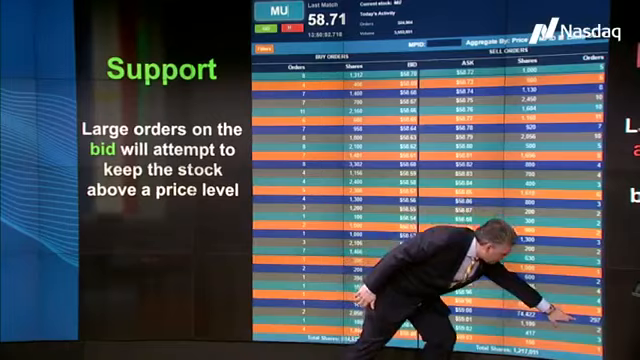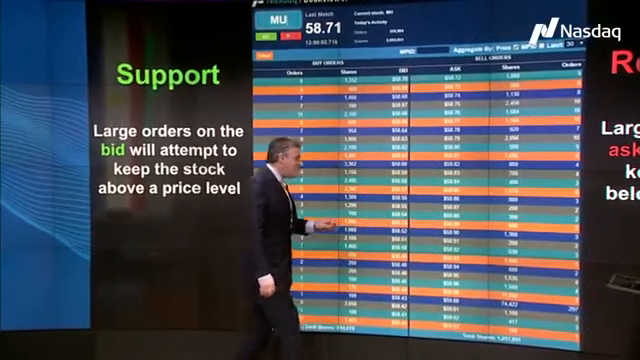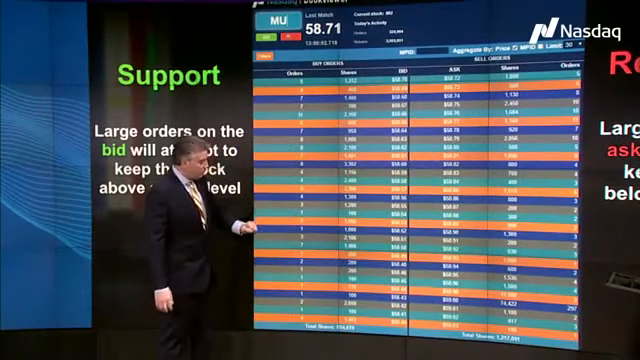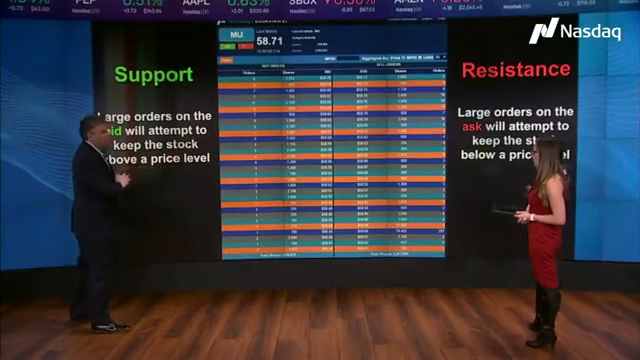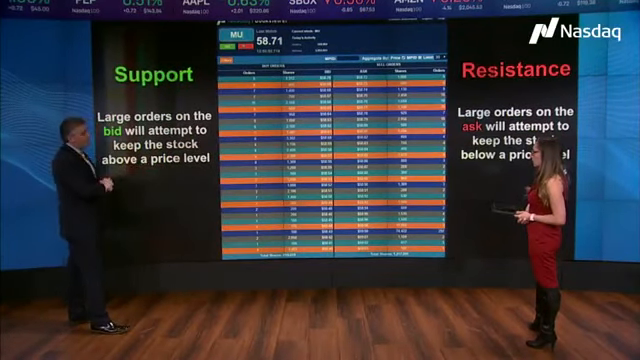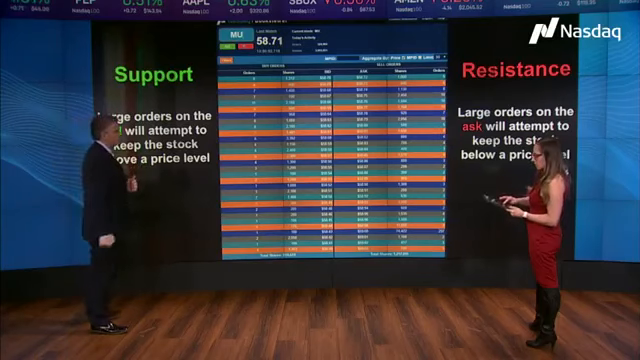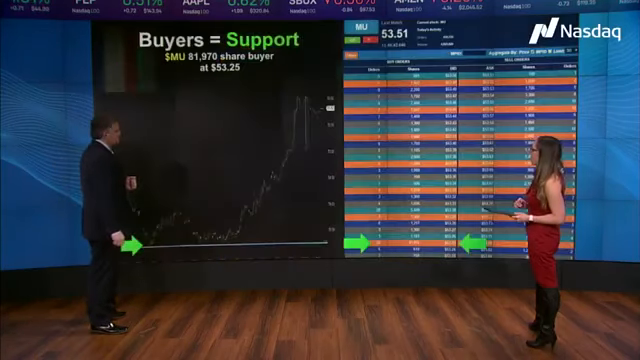There's 74,000 shares, 297 orders out there at 59. This is what we're going to be looking for within the next couple of slides. We're going to be looking for big block orders, which we kind of call iceberg orders. All right, moving along to buyers.